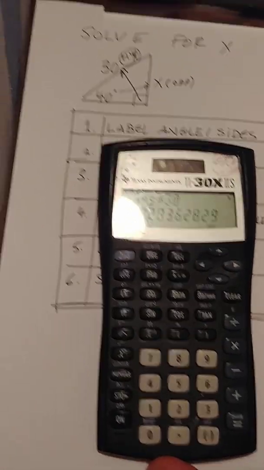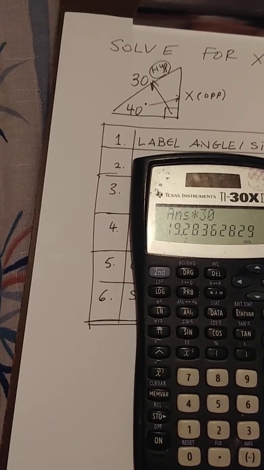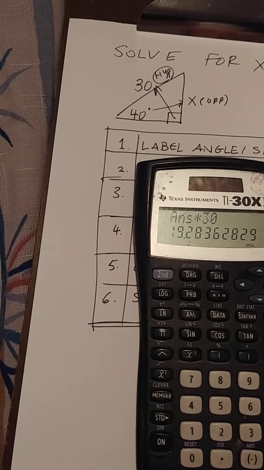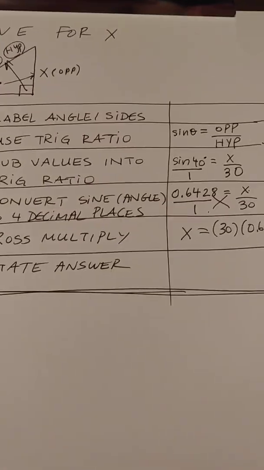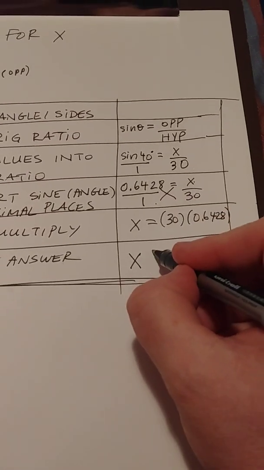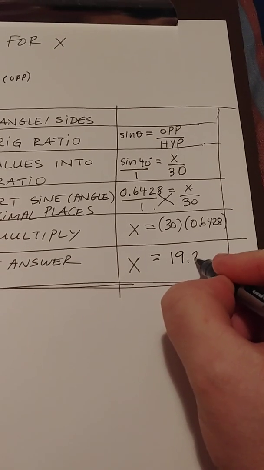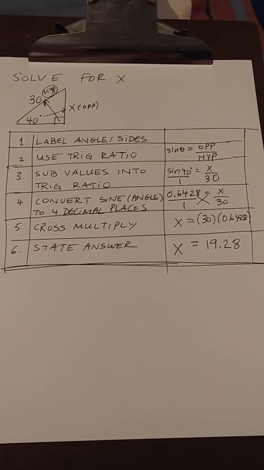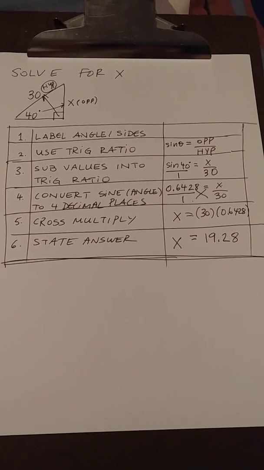And we should get 19.28. So let's round it to 19.28. So our final answer is x equals 19.28. And I'll leave this up here in case you want to take a note later on. Good luck.